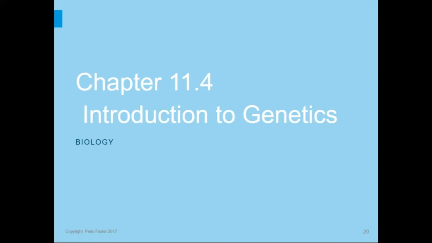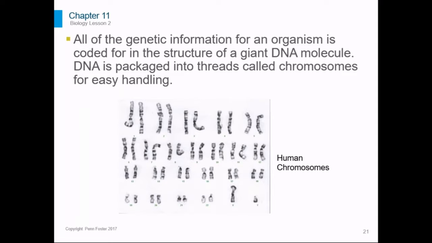So chapter 11 is Introduction to Genetics, and this is the last section of it, section 4. All of the genetic information for an organism is coded in the structure of a giant DNA molecule. Then the DNA is packaged into threads called chromosomes for easy handling. When the cell divides, it needs to package them up so that it can move them around easily.